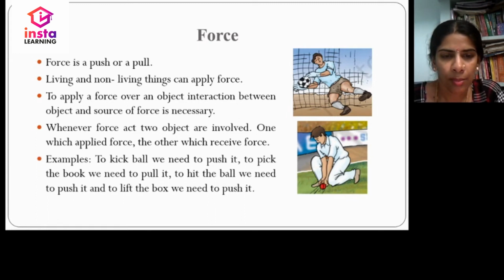Examples: to kick a ball we need to push it. To pick up a book we need to pull it. To hit a ball we need to push it. And to lift a box we need to pull it.